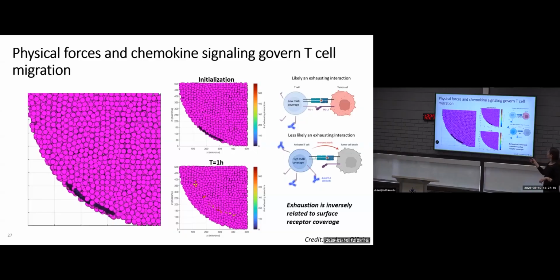And again, to really draw your attention to this one primary output of interest, the number of potential exhausting interactions, that's essentially an inverse relationship to the surface receptor coverage. So a higher number of antibodies bound to a cell surface means that cell is less likely to become exhausted, and vice versa.